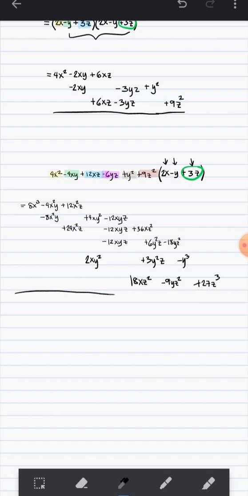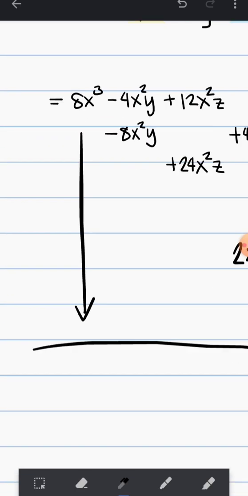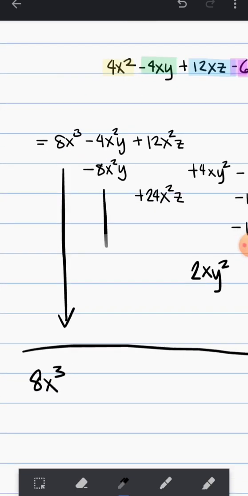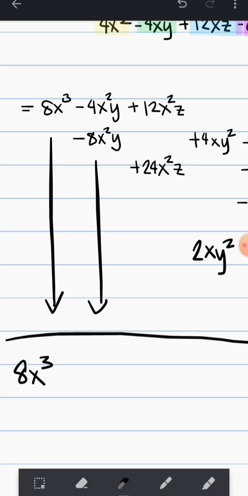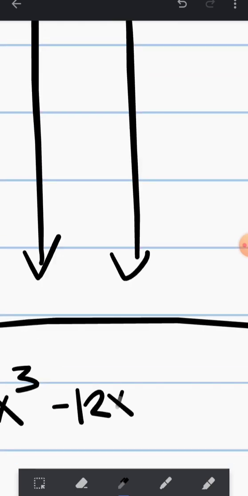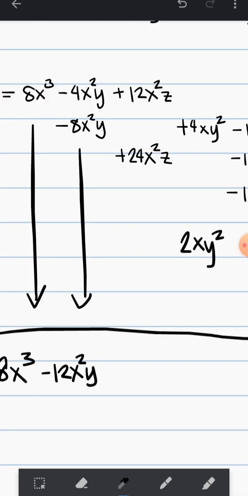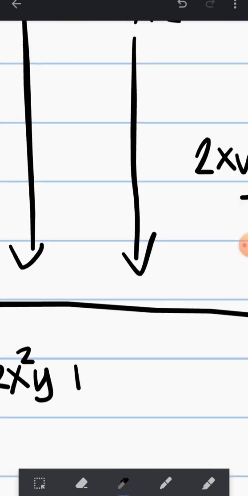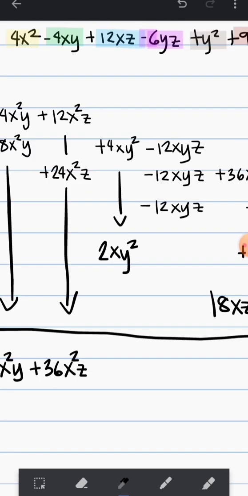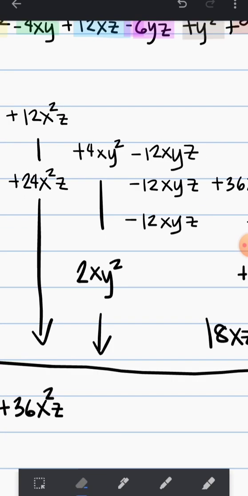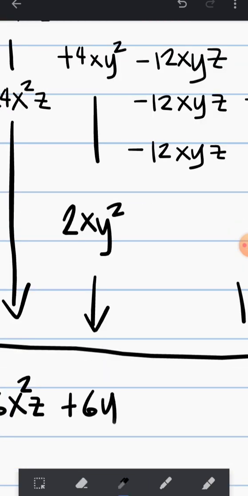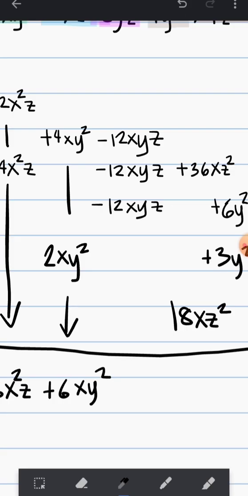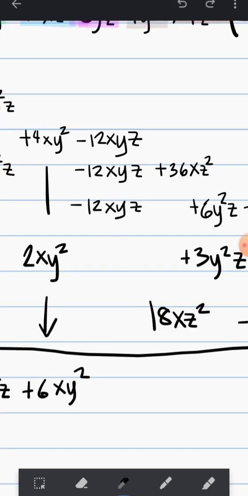And that's it. It's a matter of combining like terms now and simplifying. This right here is 8x cubed. Right here is negative 12x squared y. And this 2 is going to be 36x squared z. And here we have 6xy squared. And then this 3, that's negative 36xyz.